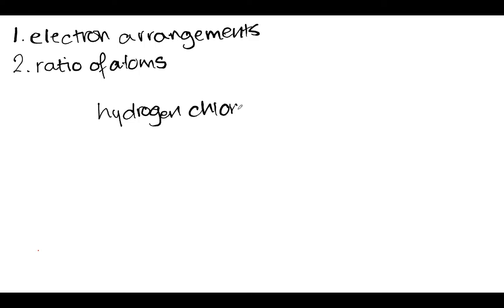So, first things first, let's consider good old hydrogen chloride. The elements involved are hydrogen and chlorine. Hydrogen has an electron arrangement of 1. Chlorine has a more complicated electron arrangement of 2, 8, 7.